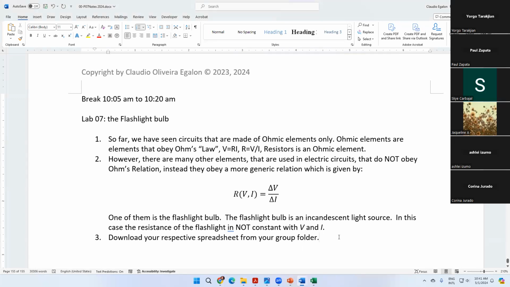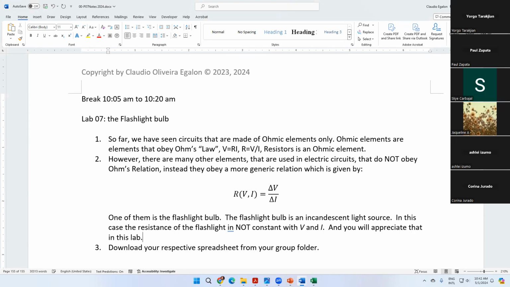So go ahead, download their respective files, and you will appreciate that in this lab.